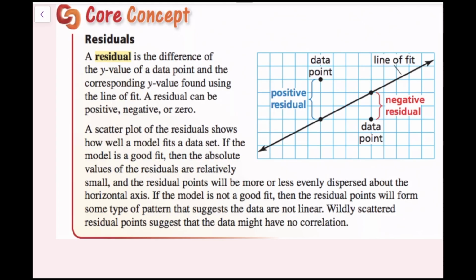If the model is not a good fit, then the residual points will form some type of pattern that suggests the data are not linear. Wildly scattered residual points suggest that the data might have no correlation.